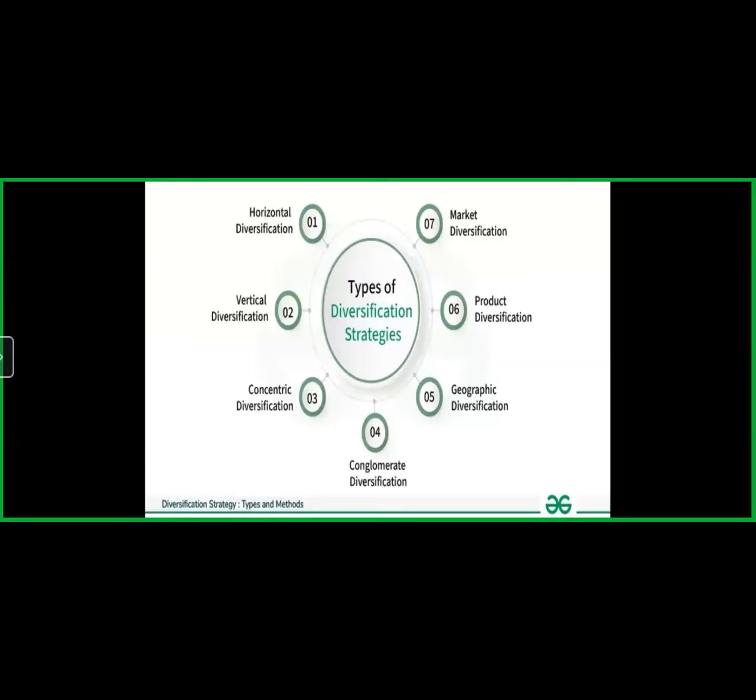Conglomerate diversification is where the company expands into unrelated businesses. Now here the examples are many. We can take the example of Tatas. Why is the Tata group of companies also called the Tata conglomerate? Why is it called a conglomerate? Because you will find Tata everywhere.